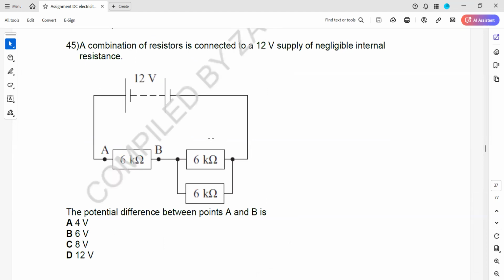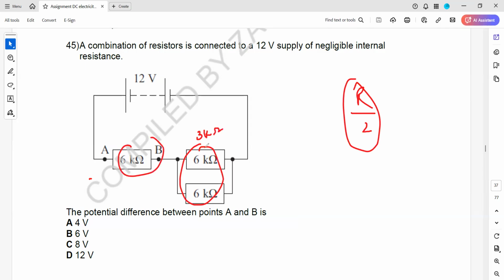A combination of resistors is connected to a 12-volt supply with negligible internal resistance. The potential difference between A and B. You can use a formula or you can use your understanding, because these two are connected in parallel. When two identical resistors are in parallel, the combined resistance will be half. So the combination of these two will be equal to 3 kilo ohm.